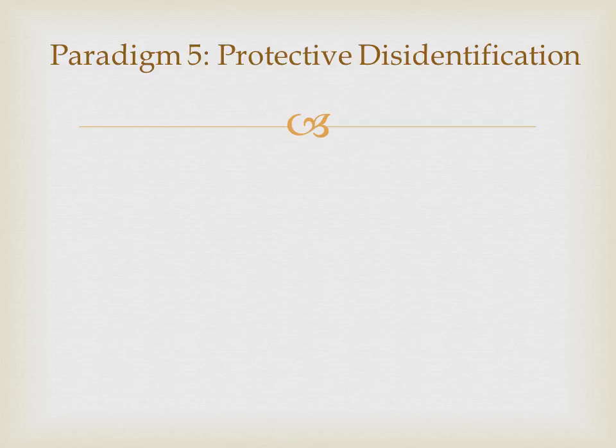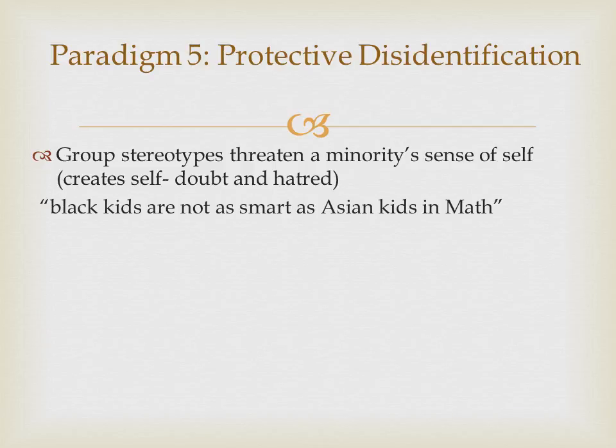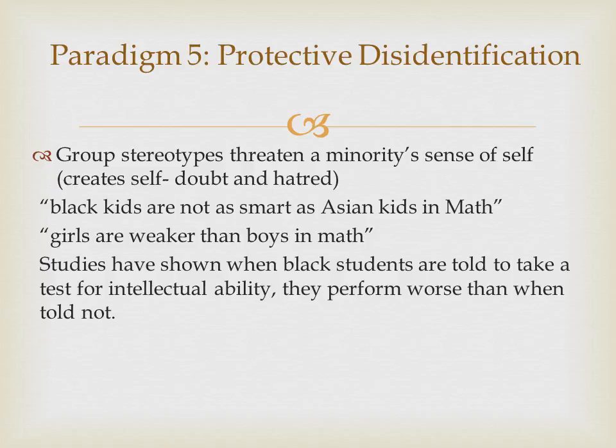The fifth paradigm is the protective disidentification paradigm. Now, group stereotypes threaten a minority's sense of self. It creates self-doubt and self-hatred. Black kids are not as smart as Asian kids in math. Or, girls are weaker than boys in math. These are two examples of those group stereotypes.